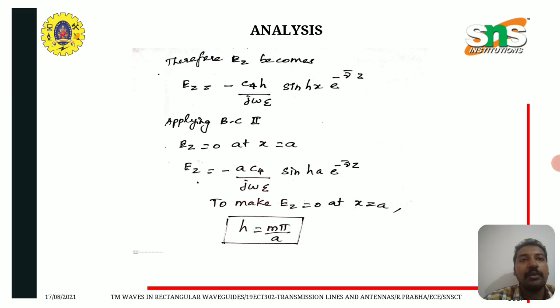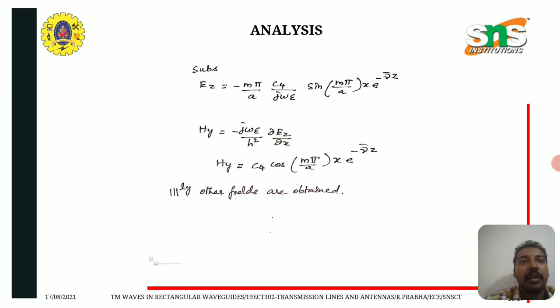Applying boundary condition 2, that is Ez equal to 0 at x equal to a, we get Ez equal to minus h c4 by j omega epsilon sin ha e power minus gamma z. To make Ez equal to 0 at x equal to a, we substitute the value h equal to m pi by a. We get Ez equal to minus m pi by a, c4 by j omega epsilon sin m pi by a x e power minus gamma z, and Hy equal to c4 cos m pi by a x e power minus gamma z.